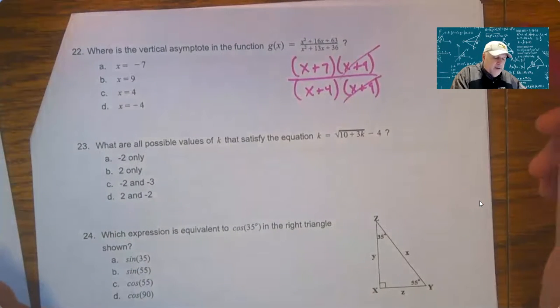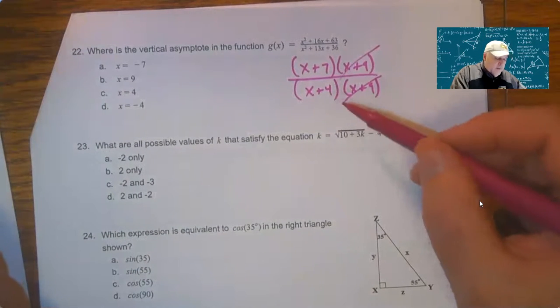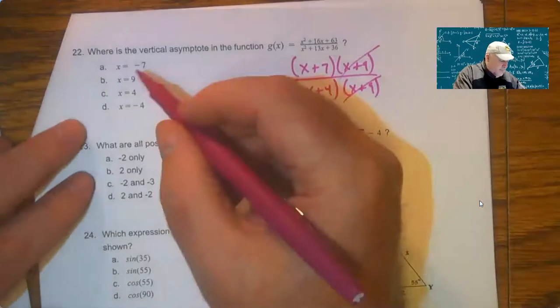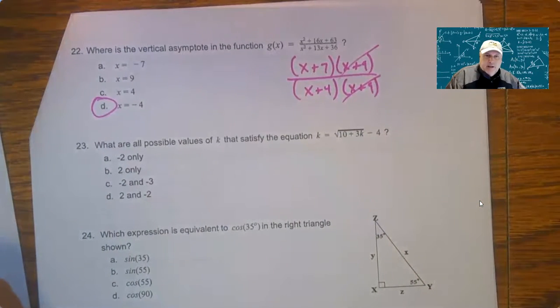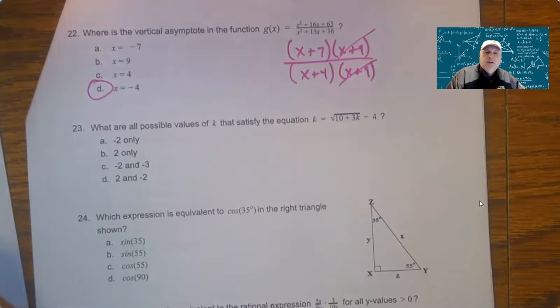Okay, so the x plus 9s drop out. So we have a vertical asymptote at -4. At -9 is a hole in the graph. And at -7 is the x-intercept.